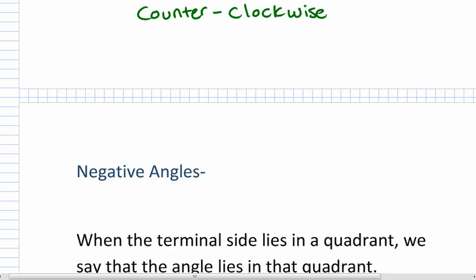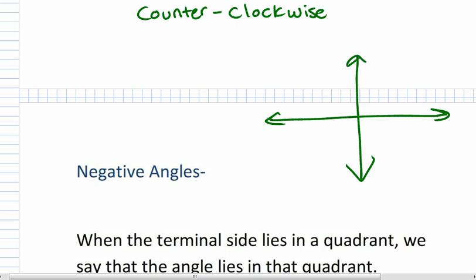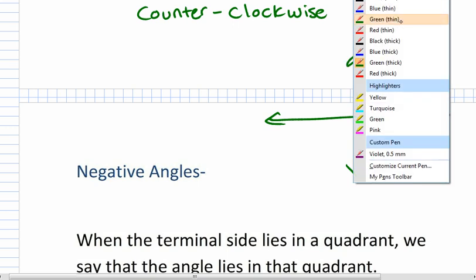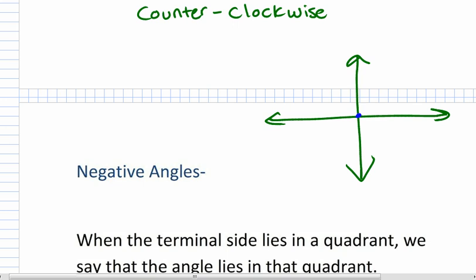Let's say I rotated it in the other direction. Let's say here's my quadrants. And let's say I have an angle in standard position, but let's say I rotated it this way. And let's say it was 120 degrees that I went that way. Except now, because I went in a different direction, I went against the quadrants, I went clockwise, it is said to be negative 120 degrees. So negative angles are when you rotate the angle clockwise.